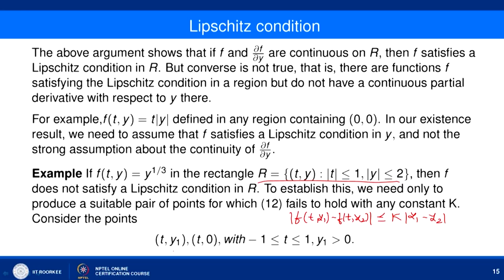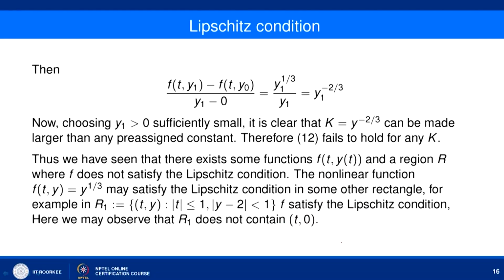To show that, let us consider two points, (t, y1) and (t, 0), where t lies between −1 and 1 and y1 is some constant bigger than 0. If you look at the quantity (f(t, y1) − f(t, 0)) divided by (y1 − 0), here y0 is simply 0. So f(t, y1) is nothing but y1 to the power 1/3, and f(t, 0) is simply 0, divided by y1. So, we can have this as y1 to the power −2/3.